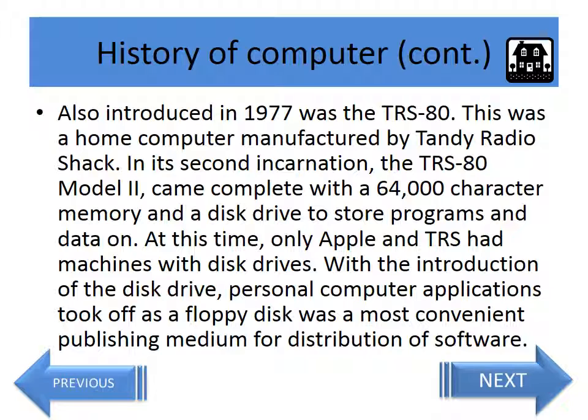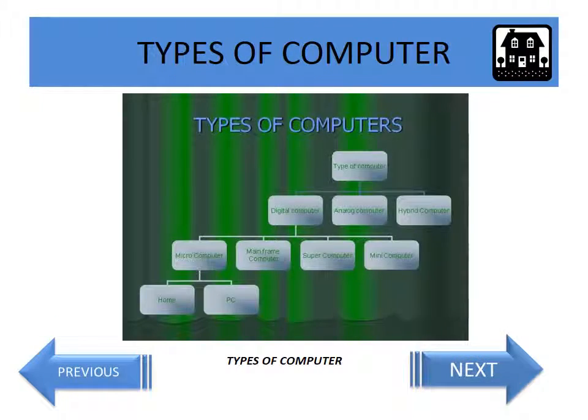The TRS-80 Model 2 came complete with a 64-character memory card and a disk drive to store programs and data on it. At this time, only Apple and TRS had machines with disk drives. Others were using cassettes. Personal computer applications took off as the floppy disk was the most convenient distribution medium. Now, move on to the types of computer.